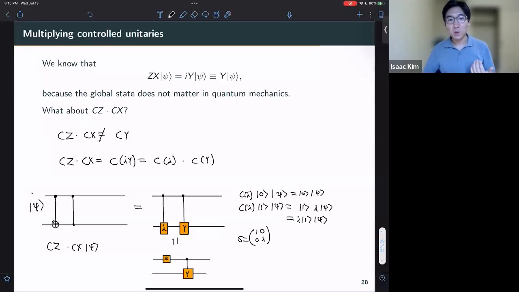What I'm trying to tell you here is that when you multiply non-controlled unitary matrix gates, then the global phase truly doesn't matter. But there are some mistakes that you can make when you multiply controlled unitaries. Something that may seem like a global phase factor is actually not a global phase factor. It's something that depends on the state of the control qubit.